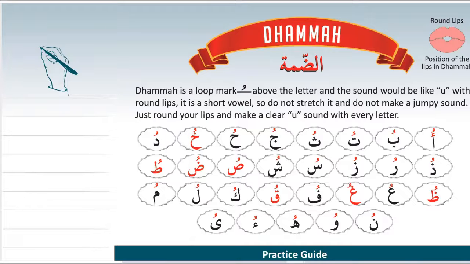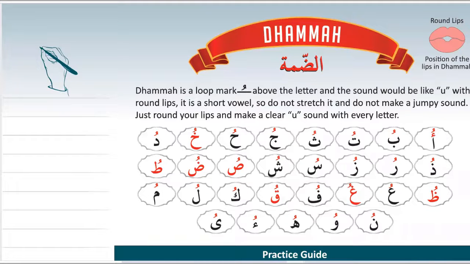So Sad, dhamma, Su. It is an awesome letter, so you have to make it heavy. What would be the position of your tongue? The back of your tongue is kept elevated. You have to keep the back of your tongue elevated, and you have to make this letter heavy. So Sad, dhamma, Su.